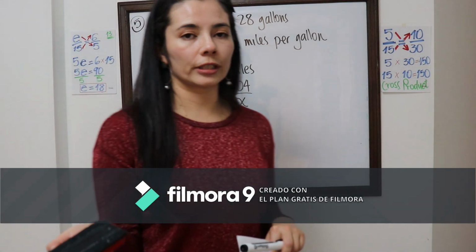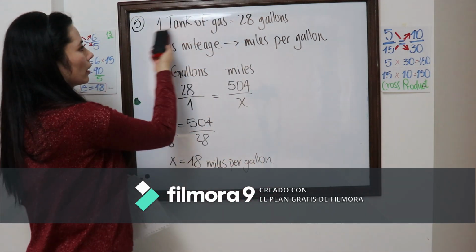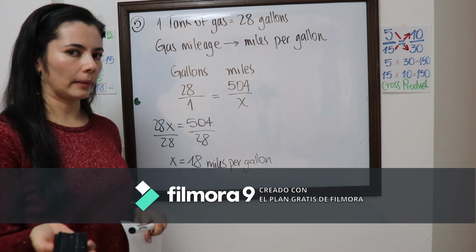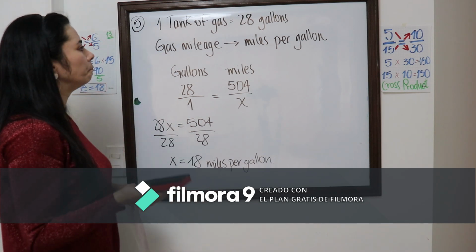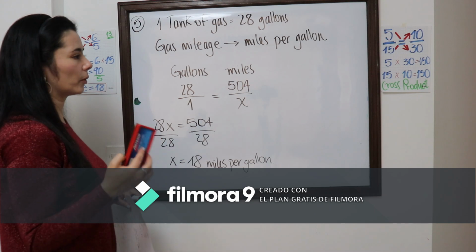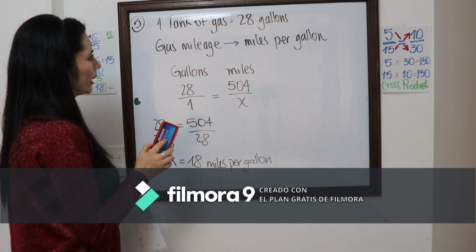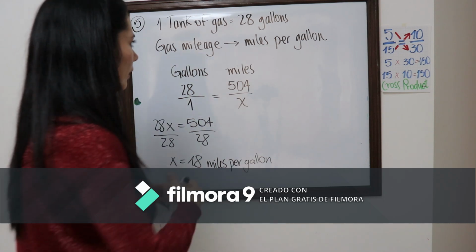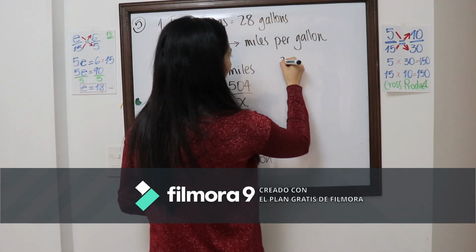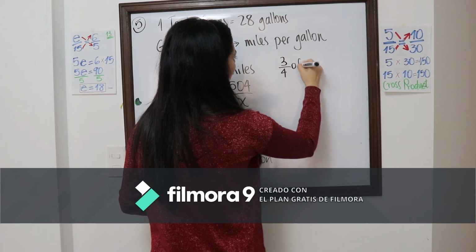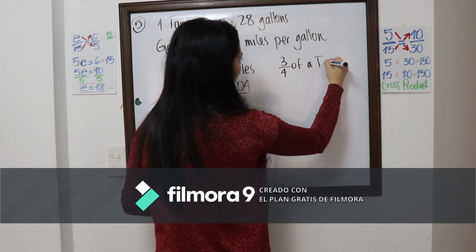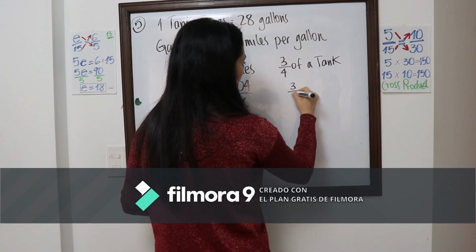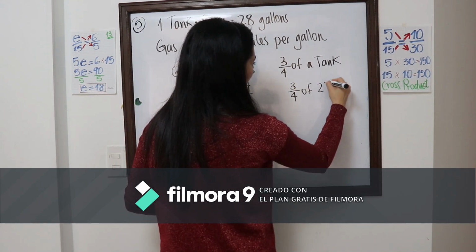Now, number 6 is actually related to this problem. And what they pretty much say is that they're not going to use the entire tank. They're going to use just 3/4 of the tank, and they want to know what is the mileage for that proportion now. So we're also going to make a little clarification here: we actually need 3/4 of a tank, right? In other words, we actually need 3/4 of 28.